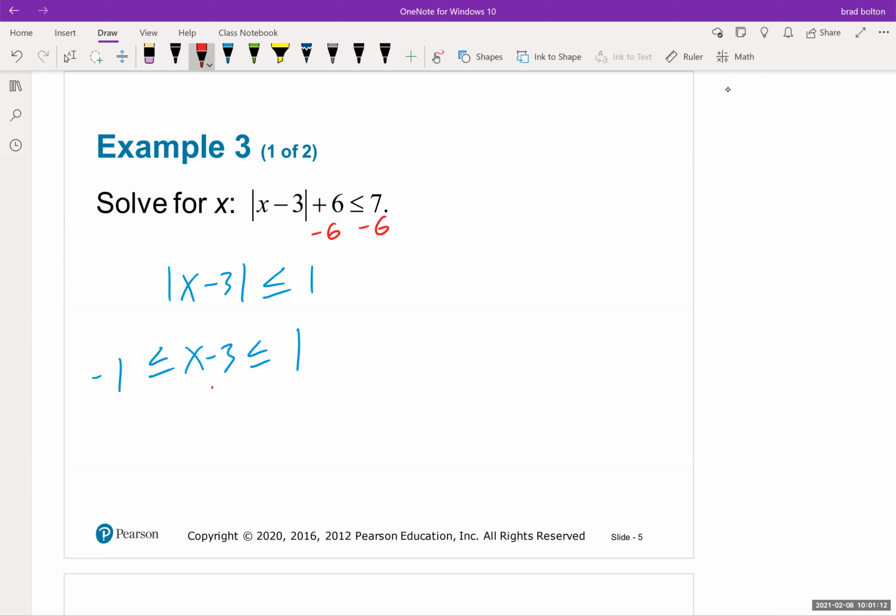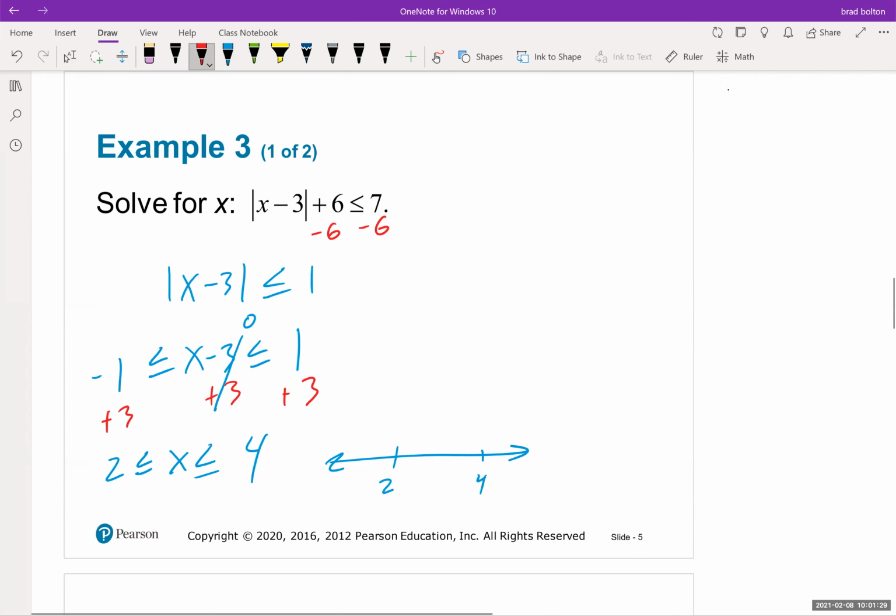So now I solve: plus 3, plus 3, plus 3. So now this becomes, oops, this becomes 2 is less than or equal to X is less than or equal to 4. So now I draw my number line and I have 2 and I have 4. I know that I use bracket, bracket, and I shade this middle part. So that means my solution set is 2 to 4 with brackets this time because it's less than or equal to.